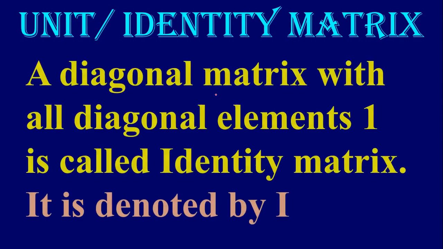Next we study the next type, the unit matrix or identity matrix. A diagonal matrix with all diagonal elements equal to 1 is called an identity matrix and it is denoted by I. It is also a scalar matrix with all the diagonal elements equal to 1.